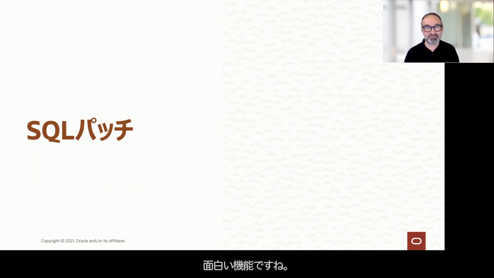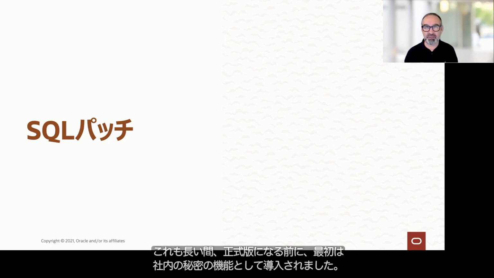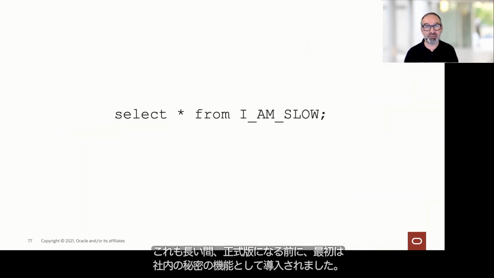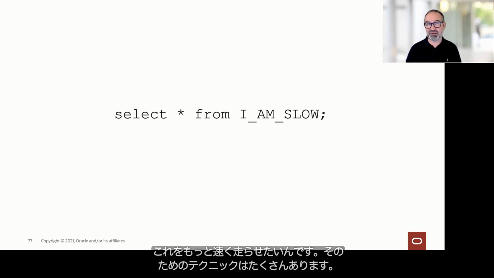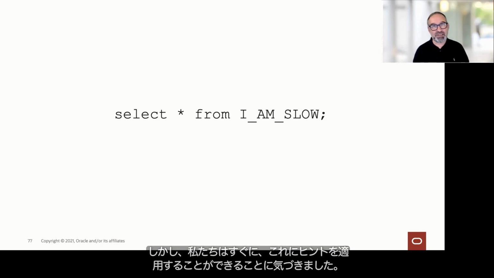Interesting feature. Also there for a long time. Got introduced as a secret internal feature at first before it became official. And the idea is, we have that statement here, select star from I am slow. And we want to make this run faster. Now there are a lot of techniques to do that. But we immediately figure out we could apply a hint to that.